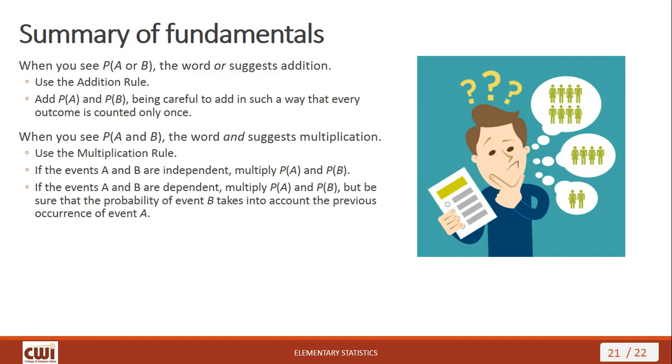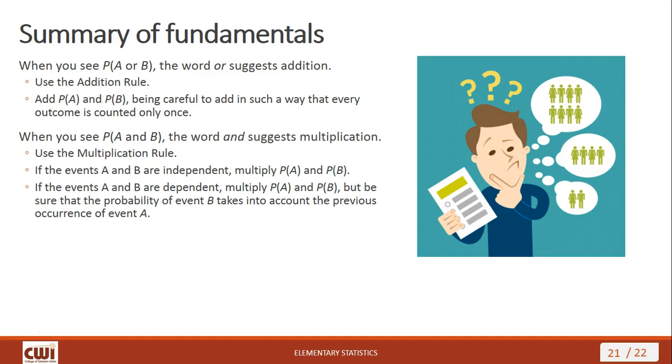Let's summarize the fundamentals of what we learned so far in this lecture. So here we have the addition rule and the multiplication rule. When you see the word or between 2 events that you're calculating a probability for, you know that you need to use the addition rule. When you see the word and between 2 events that you're calculating the probability for, then you know you need the multiplication rule. Remember, you have to do your counting in such a way that you avoid double counting.